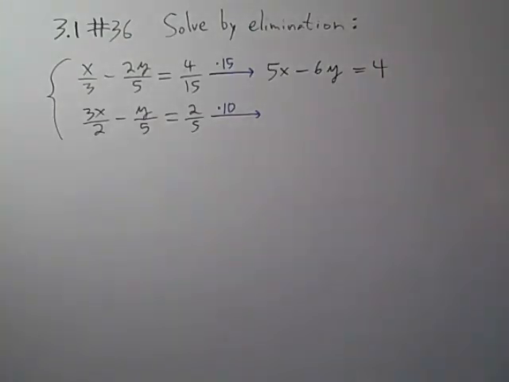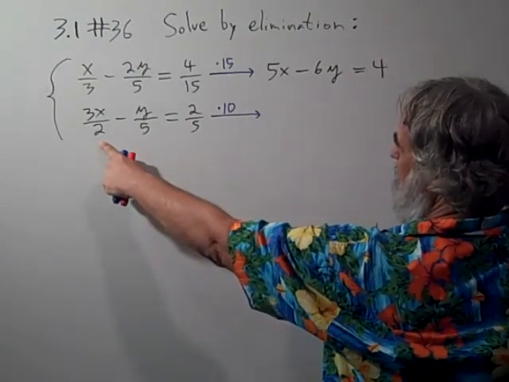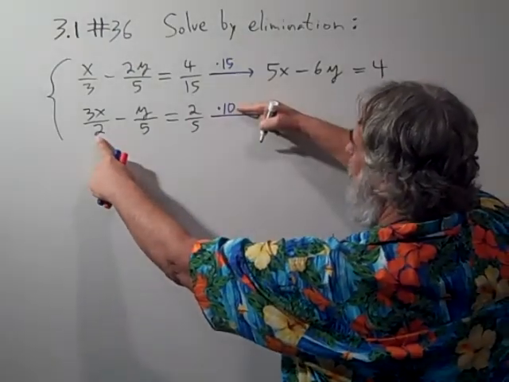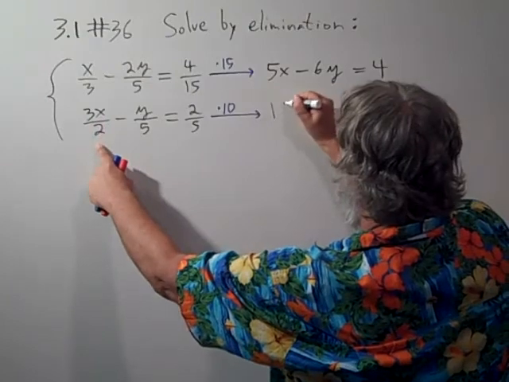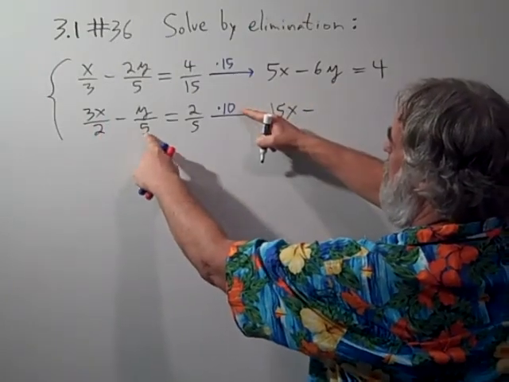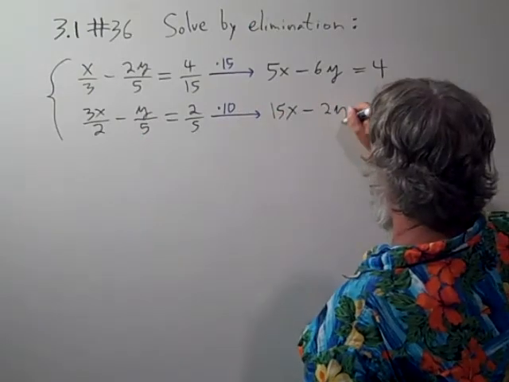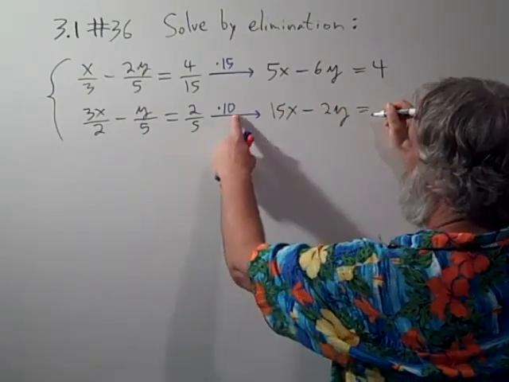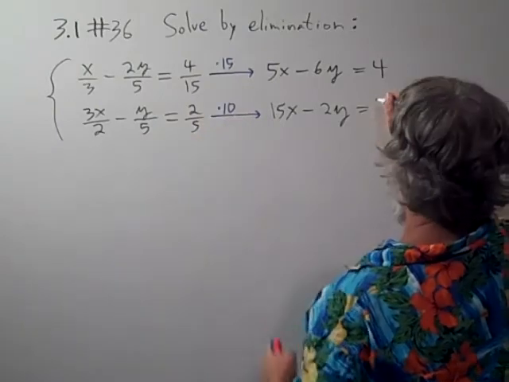Similarly, multiplying each of the terms in the second equation times 10, 2 goes into 10 5 times. 5 times 3x is 15x. 5 goes into 10 twice. 2 times y is 2y. And on the right side, 5 goes into 10 twice. 2 times 2 is 4.